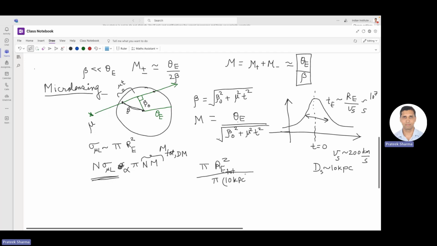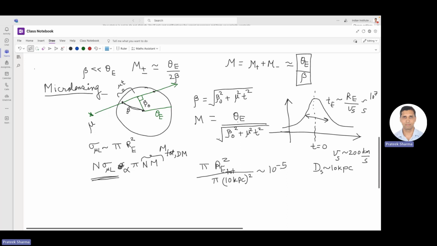This ratio is the probability of your background star falling within theta E of dark matter. If you plug in the numbers, it's about 10 to the minus 5. So what it means is that the probability of a background star to lie within theta E of this dark matter, where I've assumed all the dark matter within the Milky Way is in equal mass objects, which we are observing at that time scale.